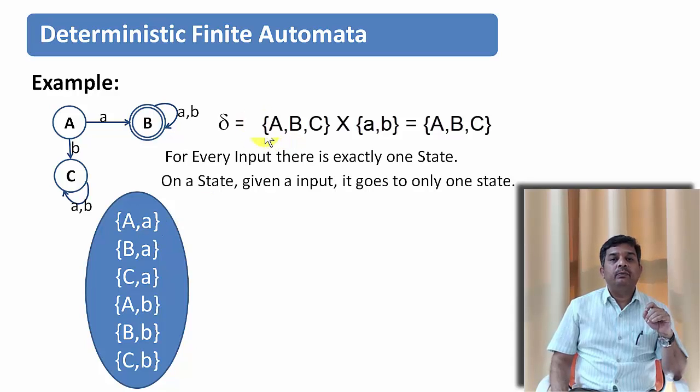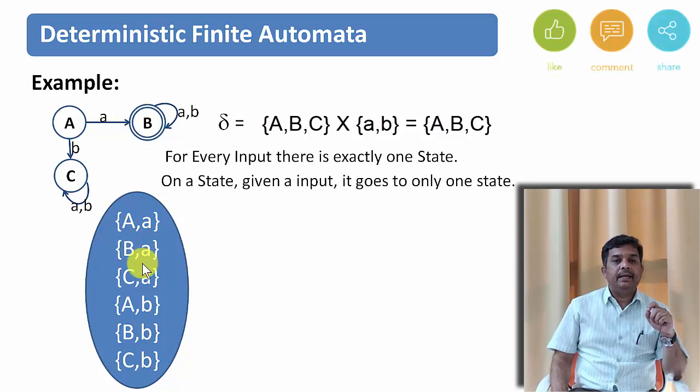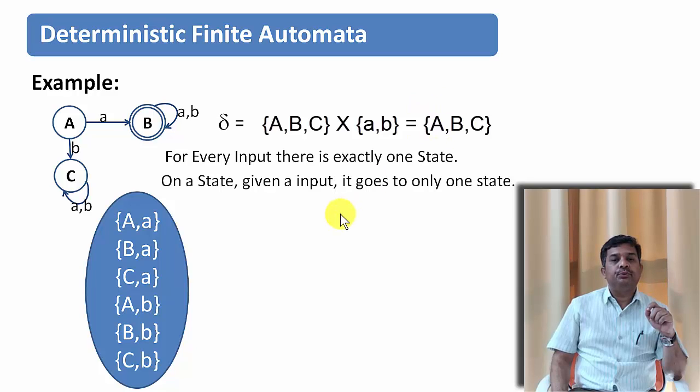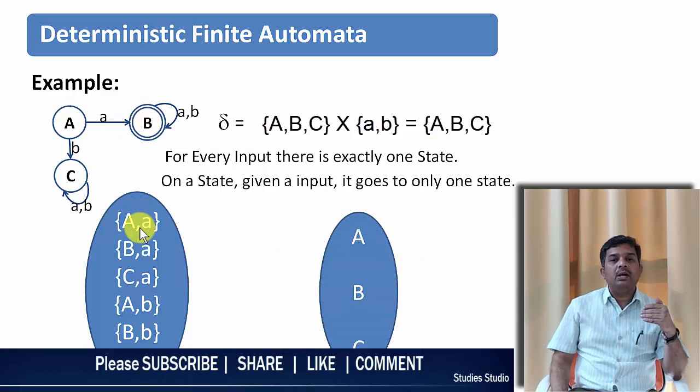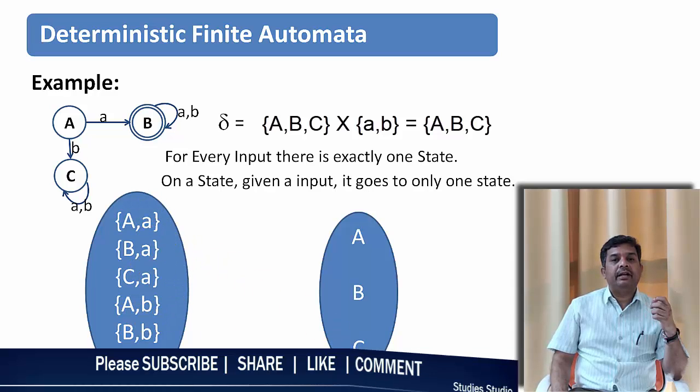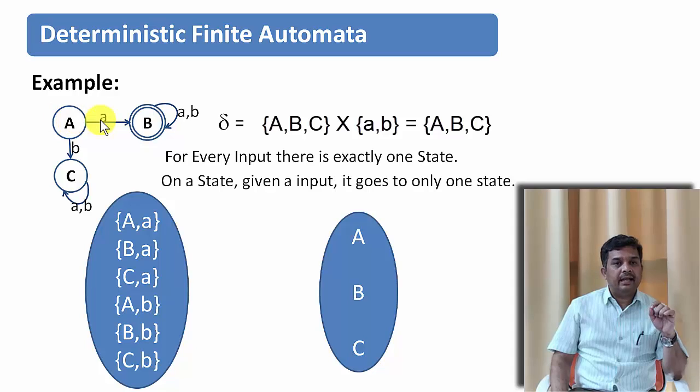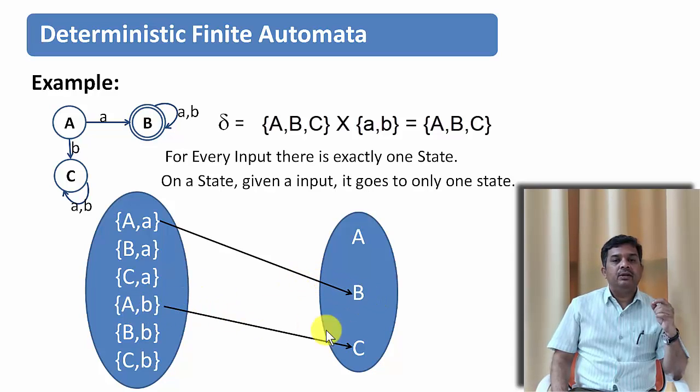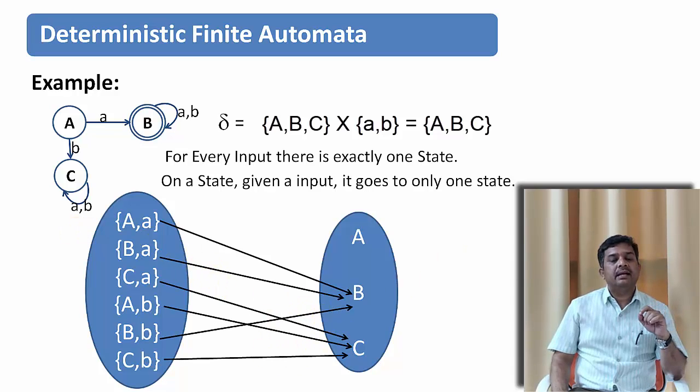So when we do the Cartesian product, we'll have this set of data, that is Aa, Ba, Ca, then Ab, Bb and Cb. This part is over and it is supposed to map to Q. So Q is ABC. I want to have a mapping between this set of data and this set of data. State A, on small a, goes to B. So Aa is supposed to map to B. Similarly, Ab is supposed to map to C. So state A on input symbol b is supposed to go to state C. Similarly, I can use all other input symbols.